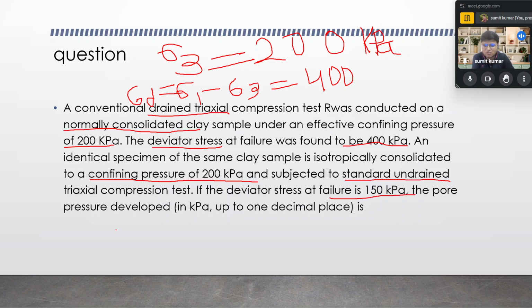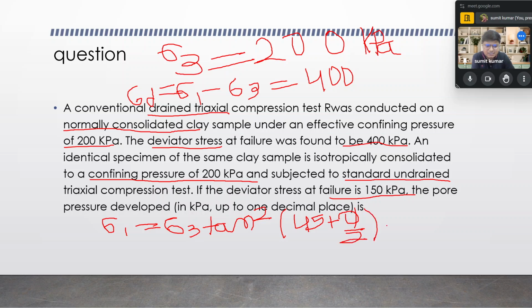So first of all, we know our famous relation: sigma 1 equals sigma 3 tan squared of 45 plus phi by 2. I think you remember this relation because I have written it several times during teaching, as well as while solving questions in the last session, so you are much aware of this term. Sigma 1 equals sigma 3 tan squared of 45 plus phi by 2 plus 2c tan of 45 plus phi by 2, right?